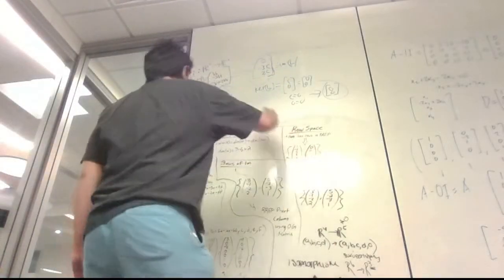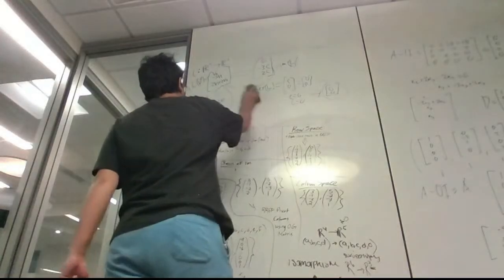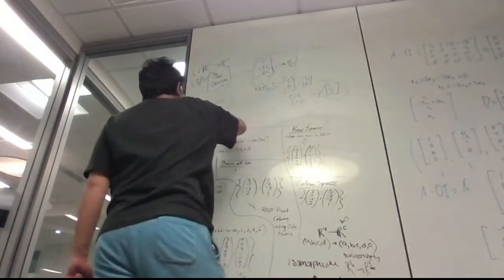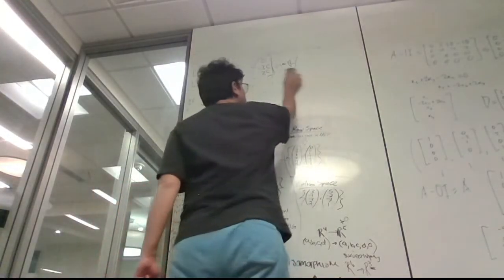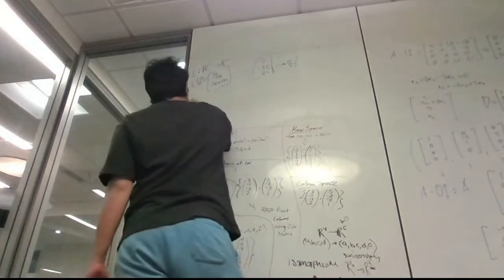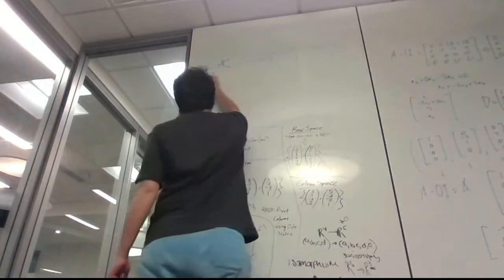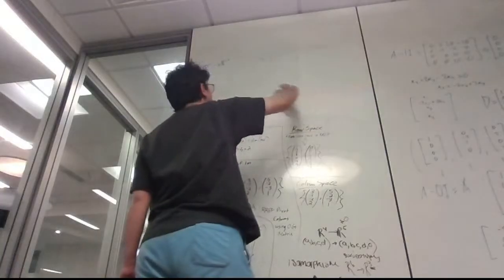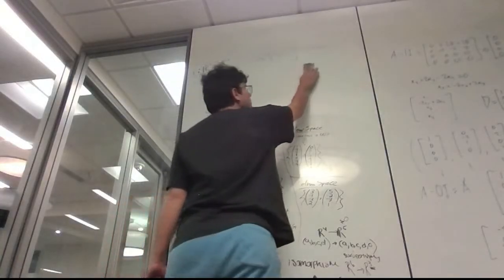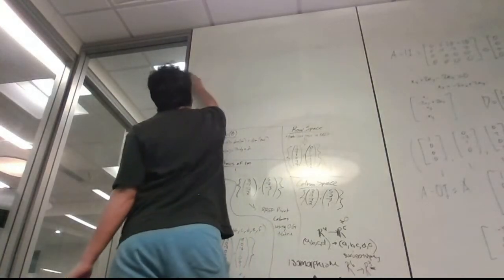Okay. The next example is going to be more complicated, meaning I preferably don't want to do it on this part of the whiteboard. Let's go to the other side of the whiteboard. Not that one.